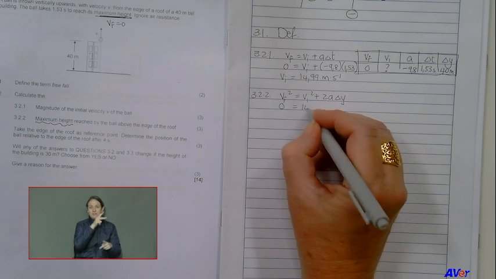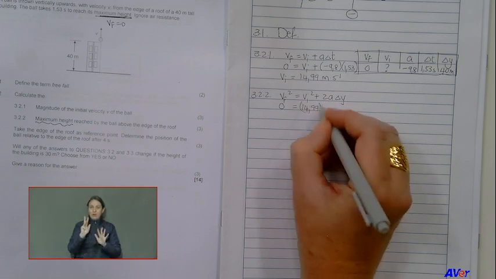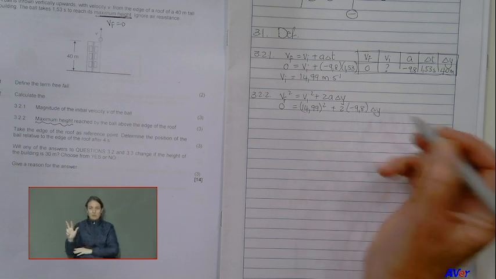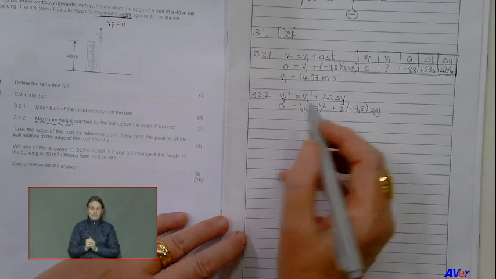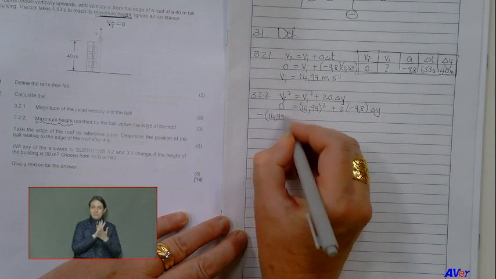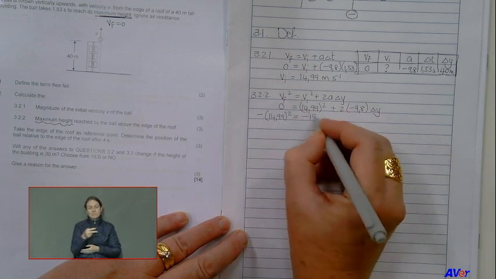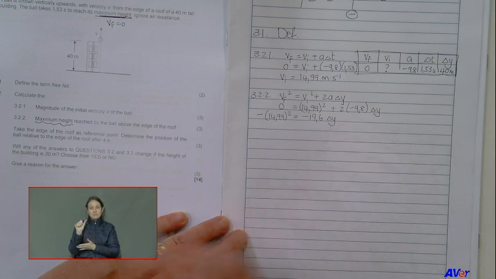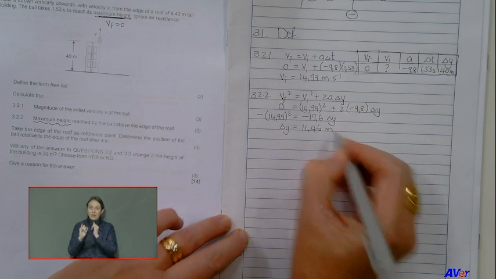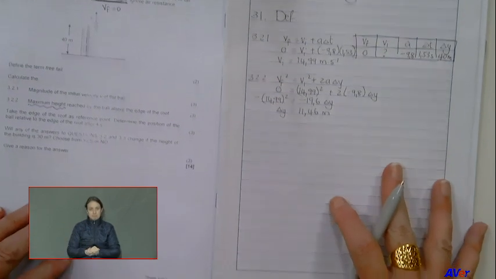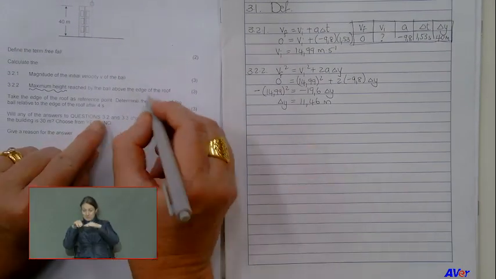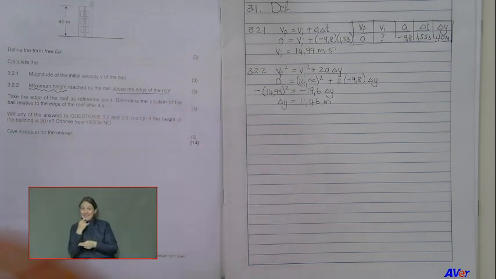You just calculated 14,99 squared plus 2 times negative 9,8 and delta Y. Okay, so you have on this side negative 14,99 squared equals negative 19,6 delta Y. And then your delta Y will give you 11,46 meters. Okay, so you calculated now the part above the building. So please remember, they say from the edge of the roof, so you stop there.